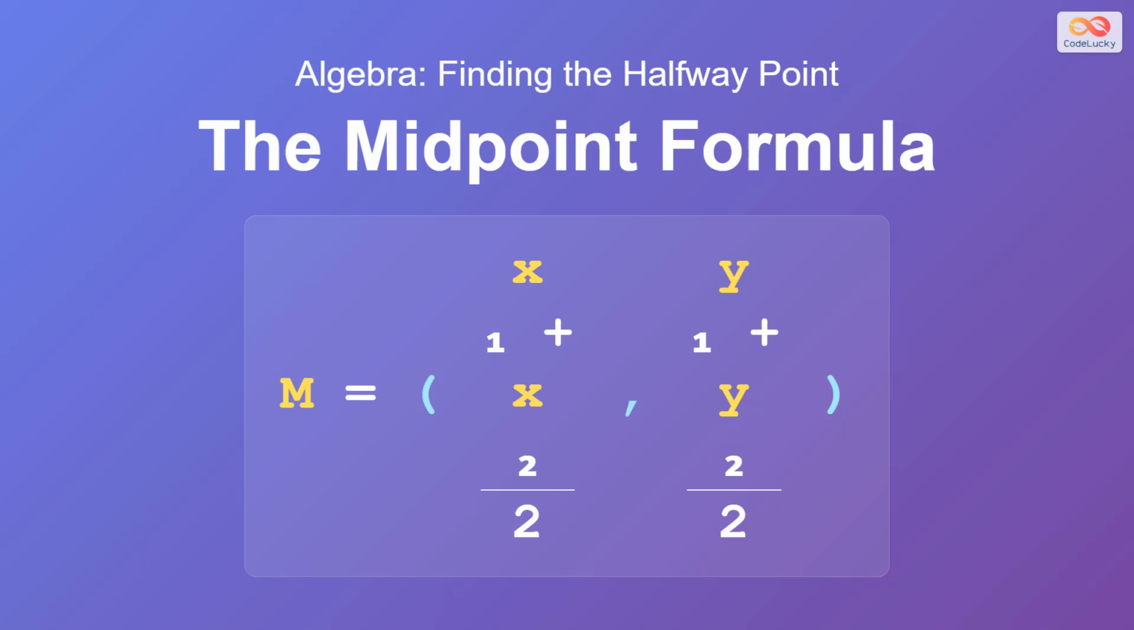Welcome. In this video, we're going to learn about the midpoint formula. It's a handy tool in algebra for finding the exact halfway point between two other points. The formula looks like this. M equals x1 plus x2 divided by 2, y1 plus y2 divided by 2.